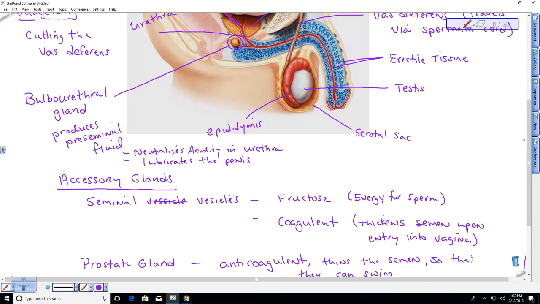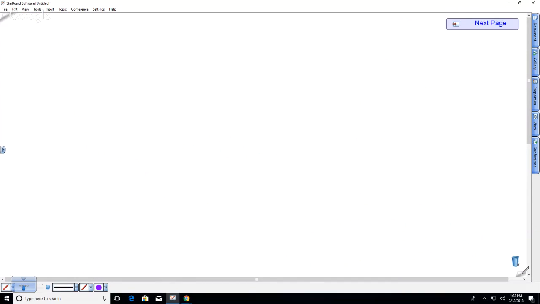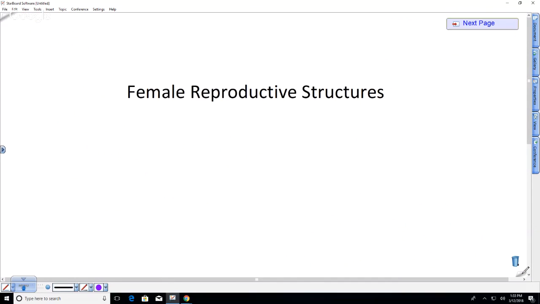In most mammals, I have to say, the penis actually has a bone, and it's called a baculum. Like cats and dogs and even whales, they have a bone that is in the penis, which helps with keeping it erect. Okay. So that's the male reproductive system.